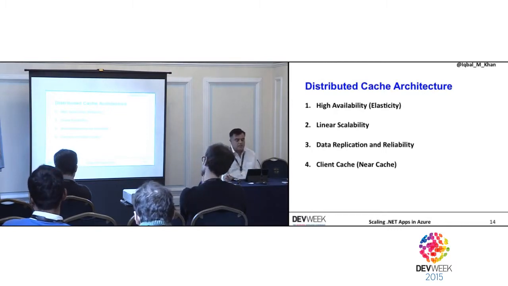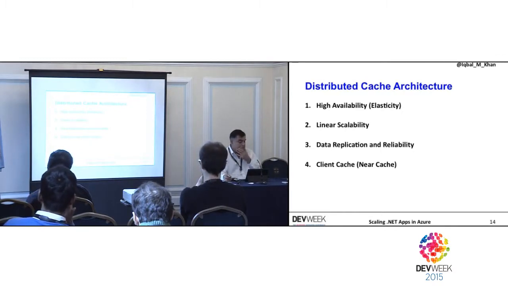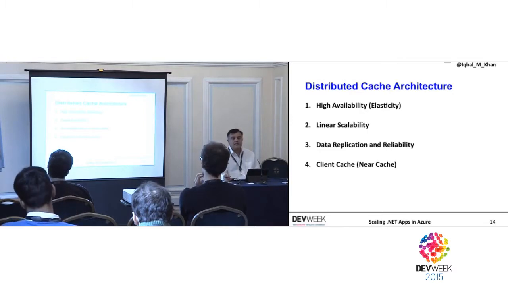Number two is linear scalability. The whole reason you're using a distributed cache is this one. So if you can't do that, then there's no use even using a distributed cache. Number three is data replication, and this you need because it's an in-memory store.